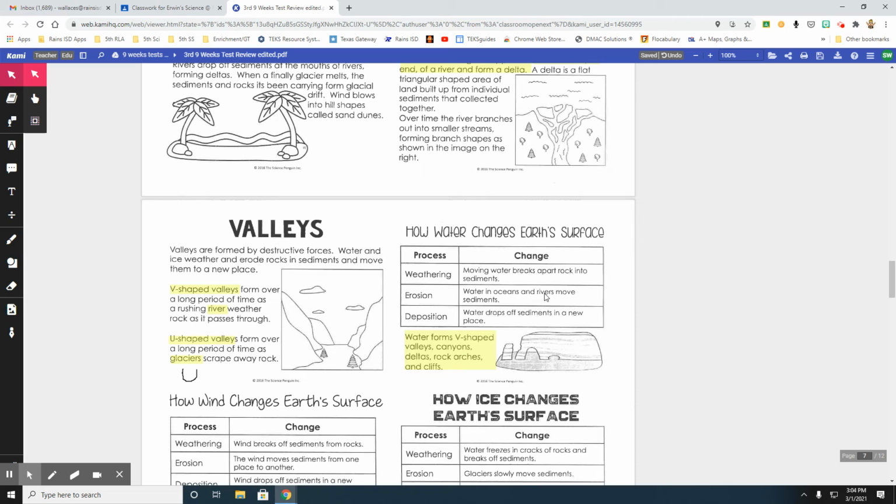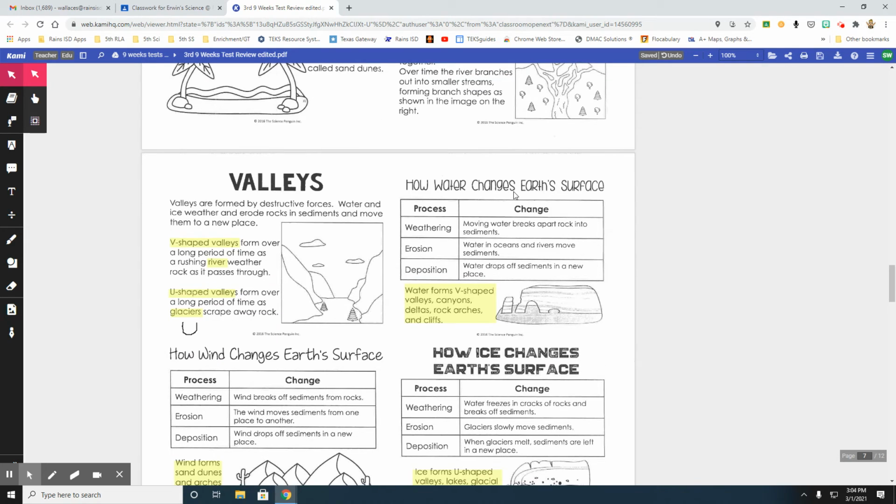Okay. So here what you're going to see, it's going to kind of break down how water changes the Earth's surface, how wind changes the Earth's surface. We know that water can form valleys, it can form canyons, deltas, even rock arches along the ocean, and cliffs, because it's constantly weathering and eroding away at that sediment.